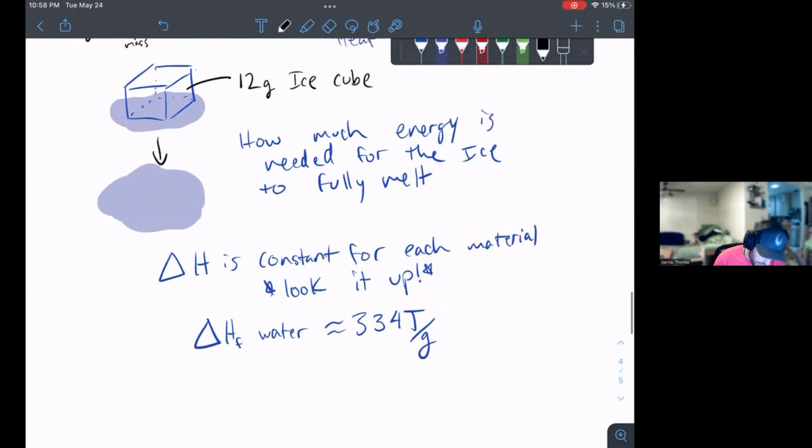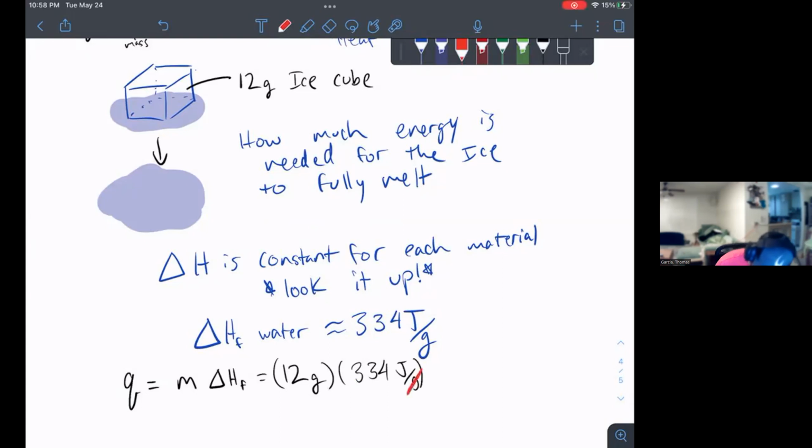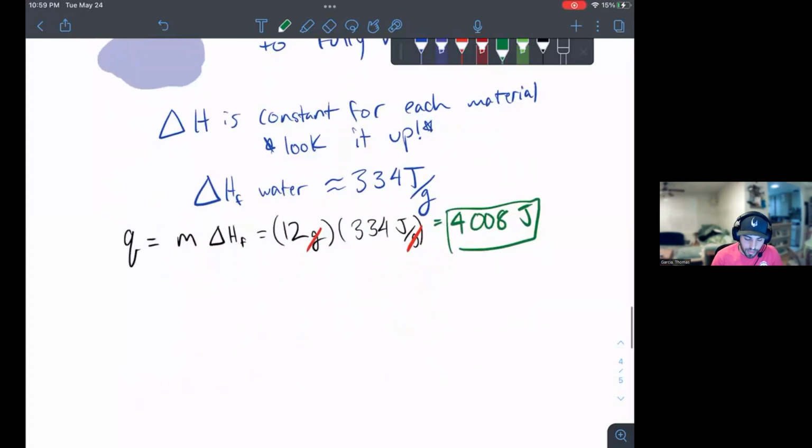So we'll finally take this number and plug it into our equation, Q equals m delta H f, or 12 grams times 334 joules per gram. You'll notice our units like to cancel out. And for this ice cube to fully melt, we will need 4,008 joules of energy to be put in. And that's it.